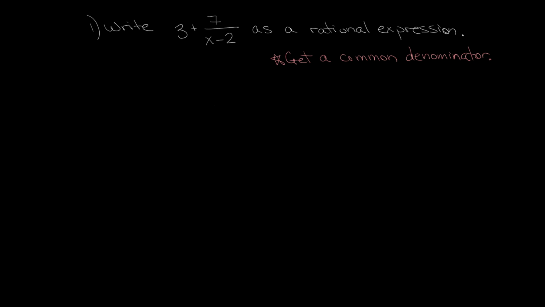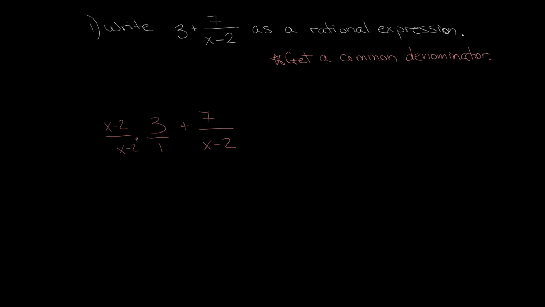Write 3 plus 7 over x minus 2 as a rational expression. We have to get a common denominator. So we kind of did this a little bit in the last section, but I want to show you. So 3 plus 7 over x minus 2. The 3 is over a 1 right now. So to write it as a rational expression, we have to get a common denominator, which would be the x minus 2. Whatever you do to the denominator, you have to do to the numerator.